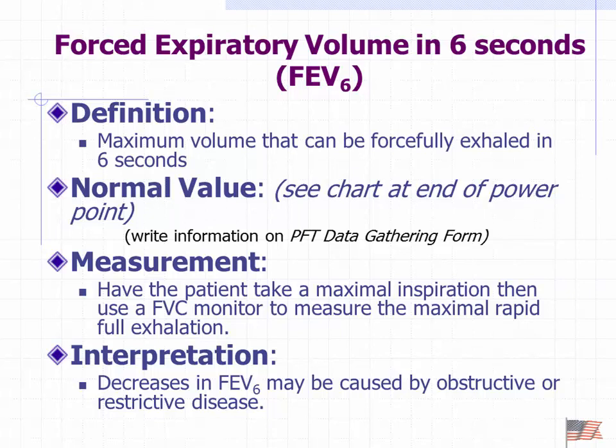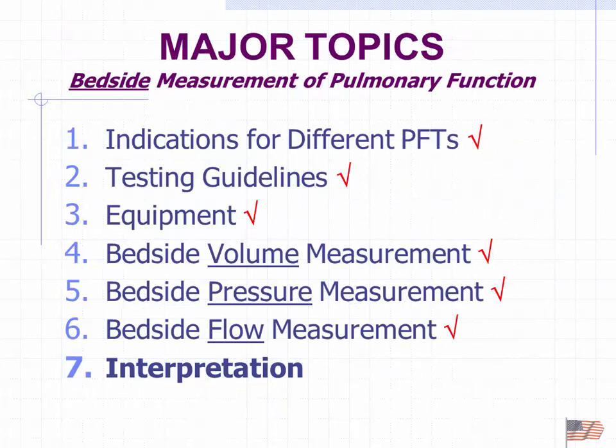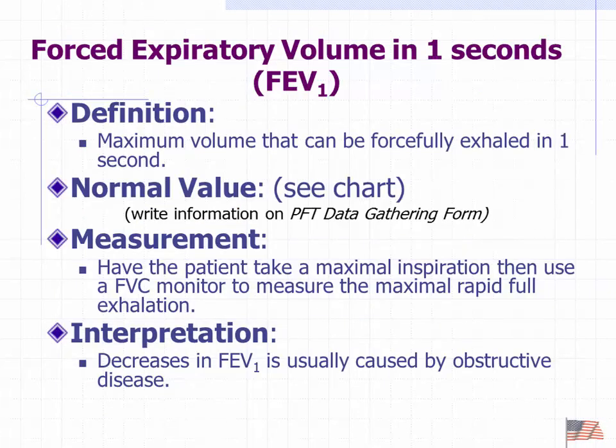There are predicted values that we would look at a chart to be able to determine. And again, we have the patient do a maximal inspiration and then do a full forced exhalation as rapidly as possible. And it's just a surrogate for the FVC. Well, the most important value that we're going to glean is this thing called the FEV1. And that's the maximum volume that you can exhale in 1 second.